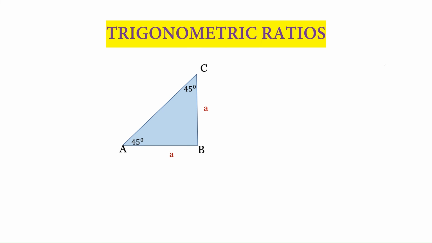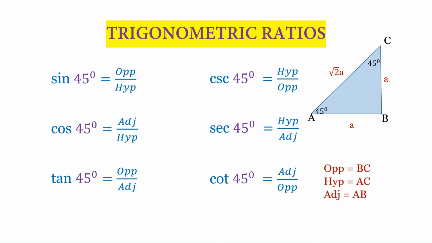Now that we know two sides, we will calculate the third side. Again, we will use the Pythagoras theorem, that is AC square equal to AB square plus BC square. Just substitute AB and BC values. So AC square equal to a square plus a square. This makes AC square equal to 2a square. Take square root on both sides. AC would be equal to root 2 a. Now we have the values for all three sides.